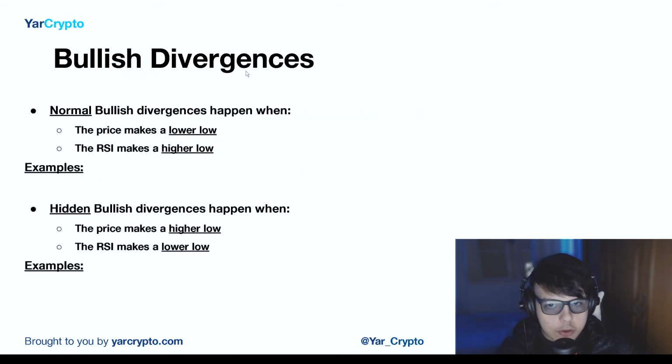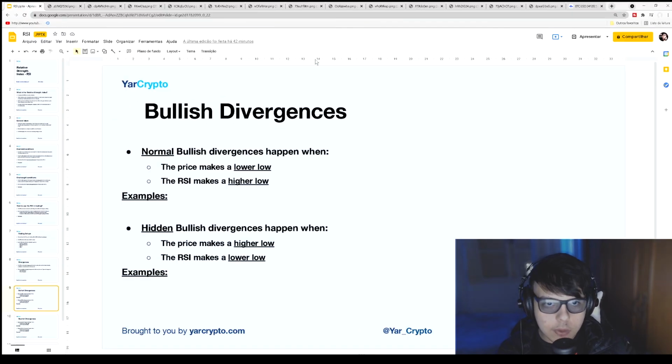First of all, bullish divergences. What are bullish divergences? The normal bullish divergences happen when the price makes a lower low and the RSI makes a higher low. Okay, so this is basically a contradiction between what the price is doing and what the indicator is doing. Okay, so in the case of normal bullish divergences, let's take a look at the charts here.